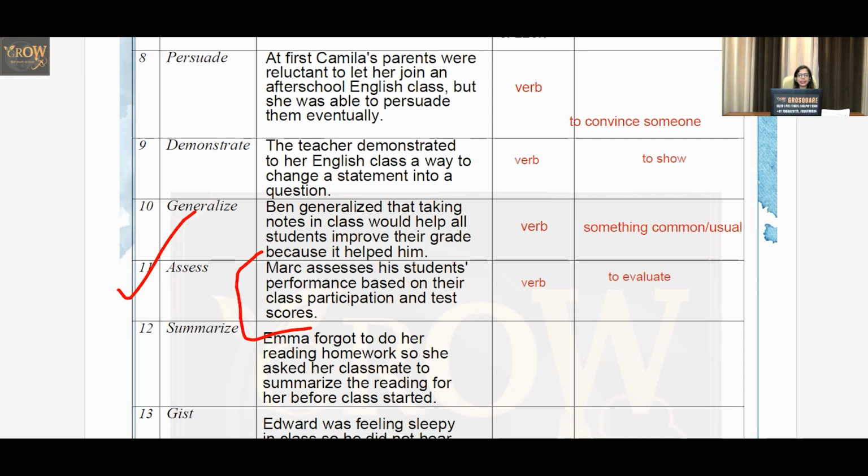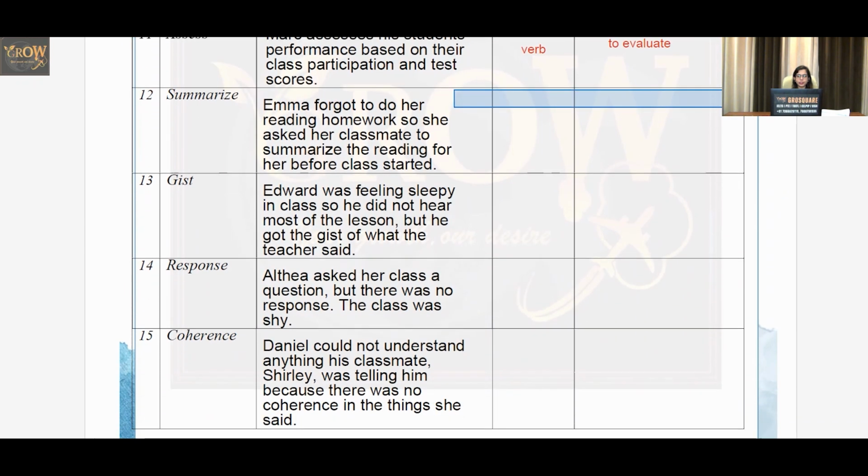So this is saying that Mark assesses his students' performance based on their class participation and test scores. ठीक है कि जो मार्क है उसने अपने स्टूडेंट्स की परफॉर्मेंस को कैसे असेस करा, उनके क्लास पार्टिसिपेशन एंड टेस्ट स्कोर्स के हिसाब से. राइट, सो लेट्स मूव अहेड, so our next word is summarize.